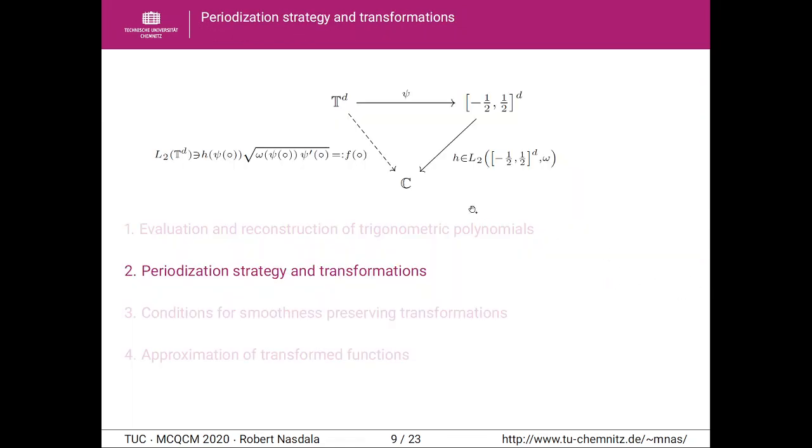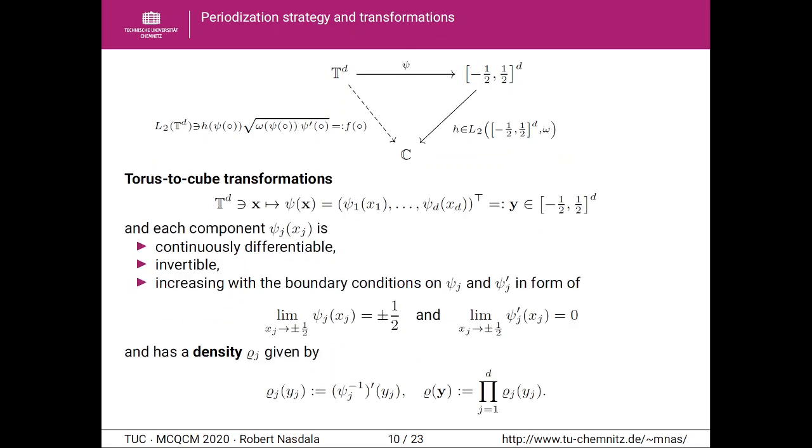But for now, we go to the next topic, the actual transformations that we want to consider. And I define a torus to cube transformation as follows, where the univariate transformations have to be continuously differentiable, invertible, and increasing, where I want a boundary condition on the first derivative of each of these components, which says that at the boundary points, I want them to be 0. And then the first derivative of the inverse transformation will be denoted by rho, which we call density function.